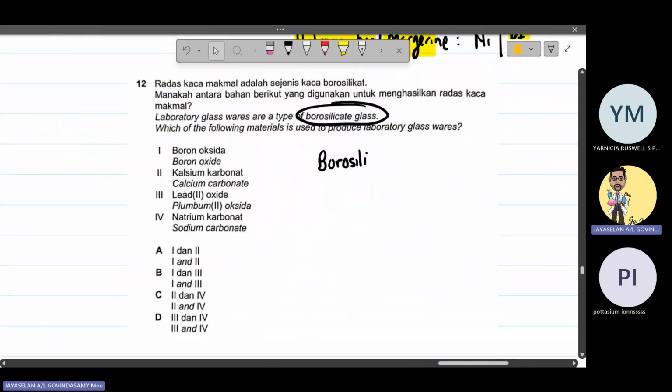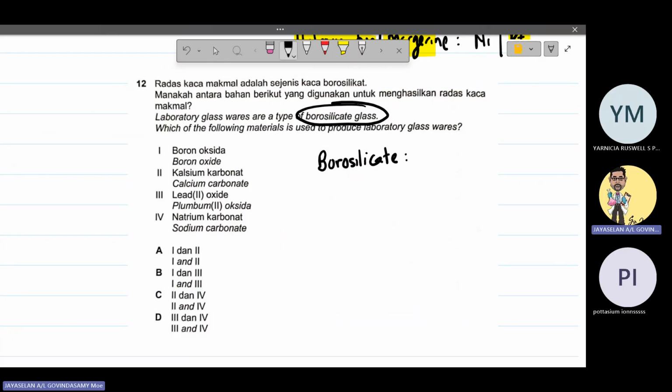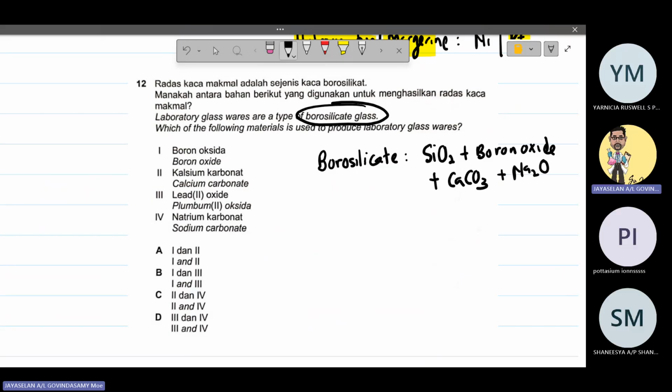Borosilicate glass, you must remember, can withstand high temperature and does not crack. It contains SiO2 plus boron oxide, and one more, calcium carbonate. You can add calcium carbonate, and you can add sodium oxide also. Calcium carbonate and sodium oxide. So this is borosilicate glass.